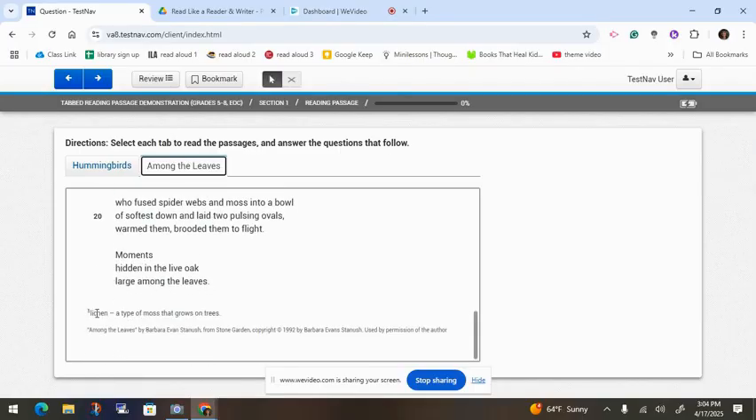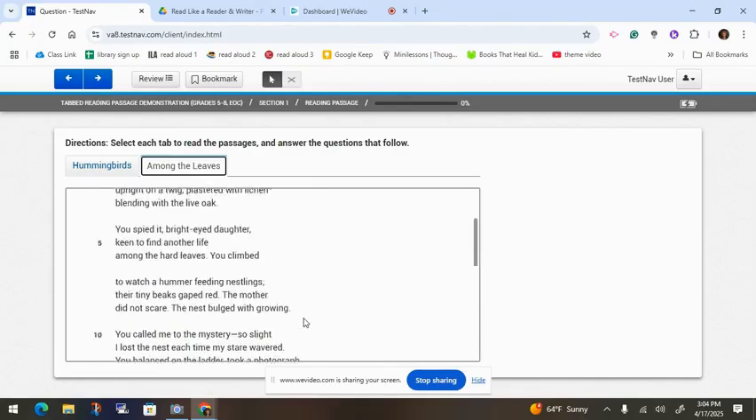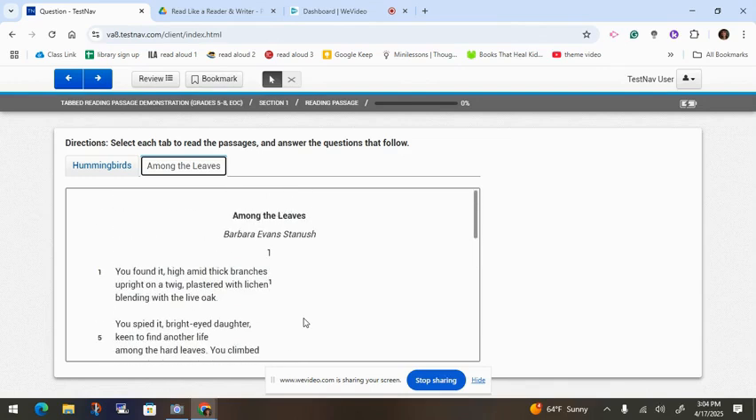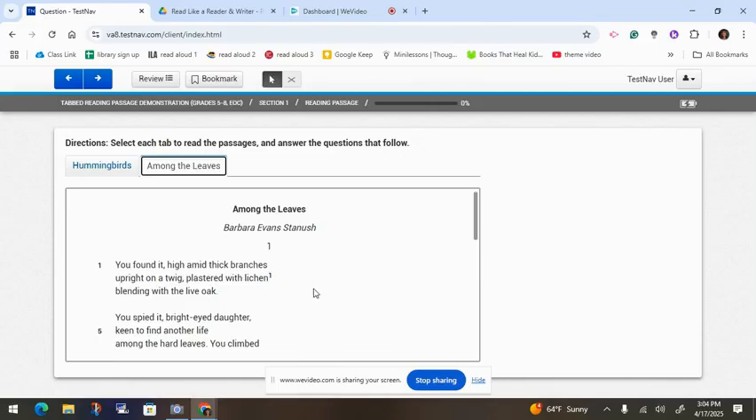Oh, and I also see, as far as text features go, a footnote here telling me that lichen is a type of moss that grows on trees. So that's all important before I read. Earlier, I just looked immediately, saw the stanzas, and was like, oh, poetry, but those are other text features that I want to pay attention to. Why are there 2 parts of this poem? That's something to think about as I'm trying to understand it as a reader.